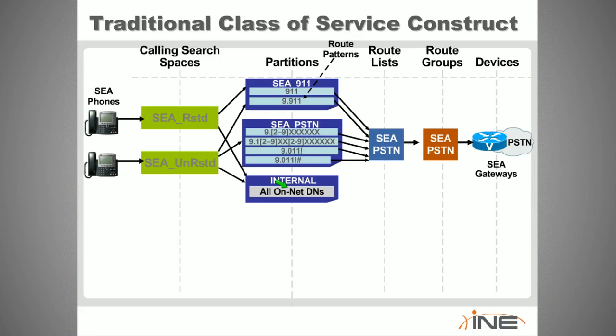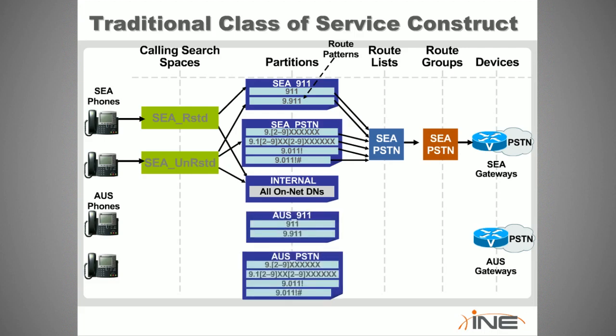Now, other than internal, which are registered directly to those devices, so they don't need to point to anything, these route patterns all point to, in this case, a route list, which points to a route group, which points to the gateway. But you can see that by giving, let's say, the Seattle restricted calling search space only access to 911 and internal, we've effectively shut them out from dialing any local, long distance, or international numbers. They can't dial to the PSTN at all except for emergency calls. Here is our traditional calling search space construct.